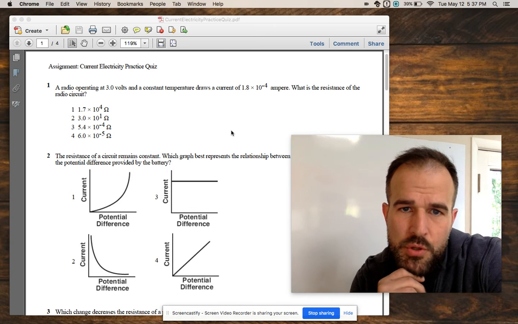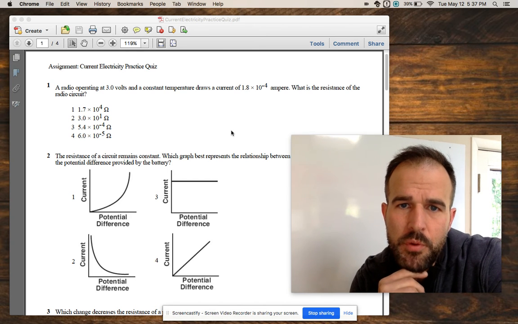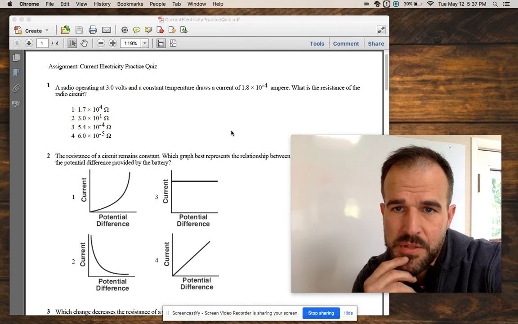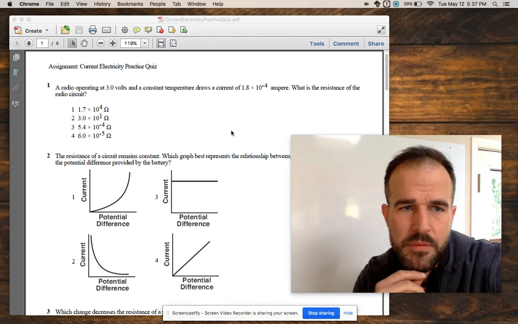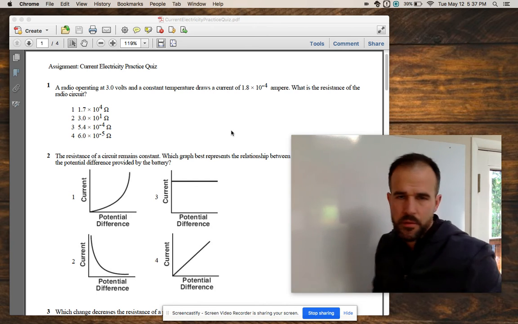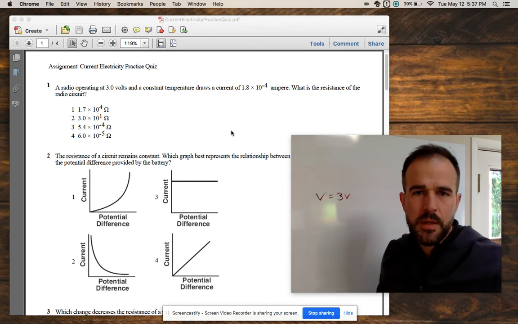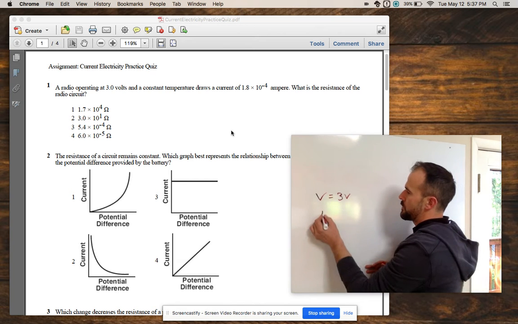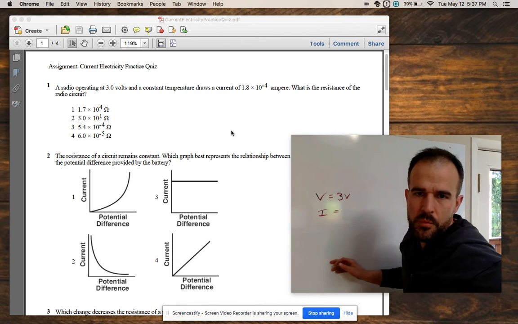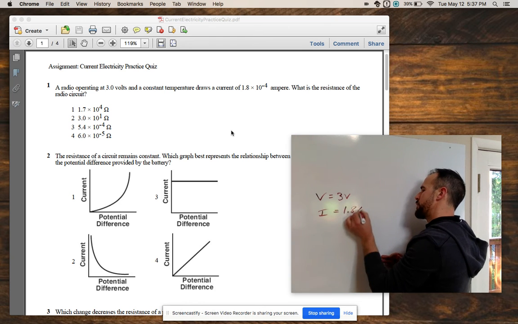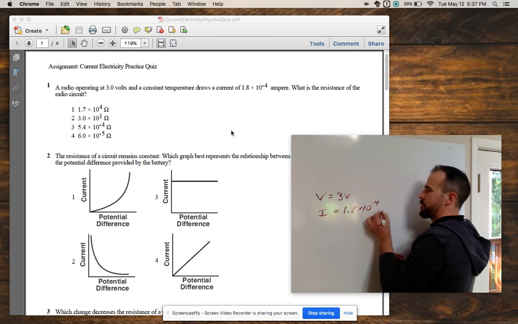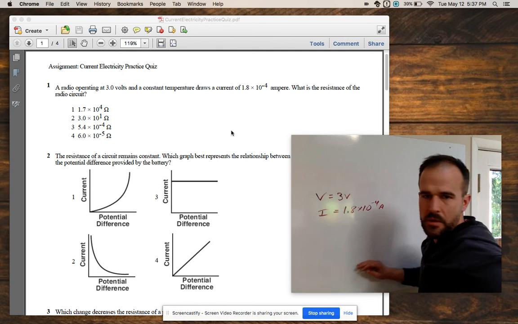A radio operating at 3 volts in a constant temperature draws a current of 1.8 times 10 to the negative 4th amps. What is the resistance of the radio circuit? So we got voltage, 3 volts, so V, 3 volts. What else we got in the problem there? Current I, so current 1.8 times 10 to the negative 4, and that would be amps, of course. And it's asking for what?